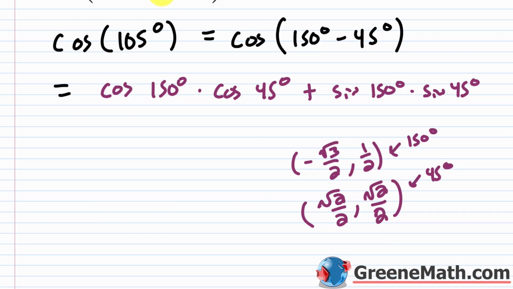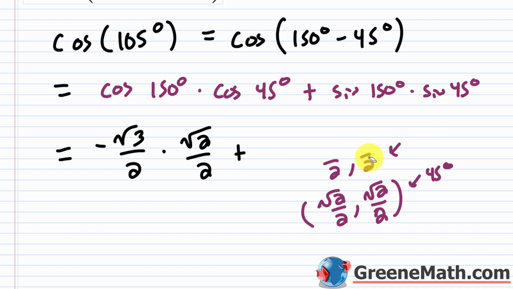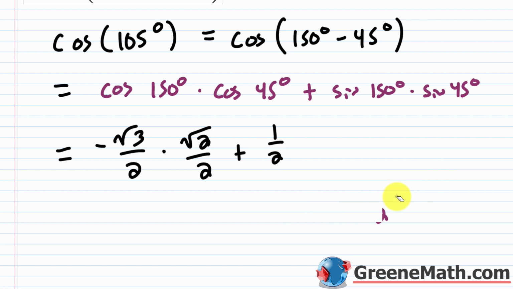Okay, so the first one is the cosine of 150 degrees. This is going to be the negative of the square root of 3 over 2. So the negative of the square root of 3 over 2, then times the cosine of 45 degrees is the square root of 2 over 2, then plus, for the sine of 150 degrees, that's going to be 1/2. So this is 1/2. And then the sine of 45 degrees is square root of 2 over 2. So times square root of 2 over 2. Let's make that a little bit better. So let's put equals there.